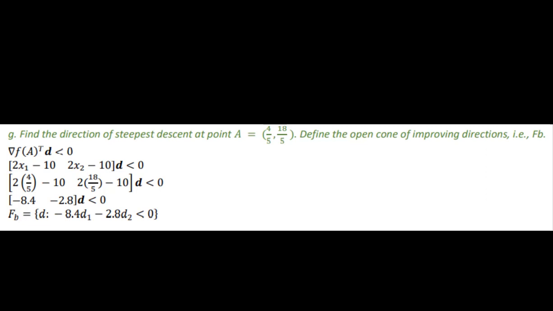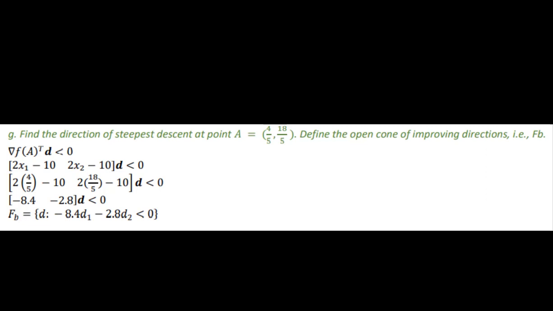Ascent or descent direction has to do with the objective function. If you remember, in one of the proofs we said the steepest descent is minus of the gradient. So it says find the steepest descent direction at this point. So calculate the gradient of the objective function at that point. What will that be?